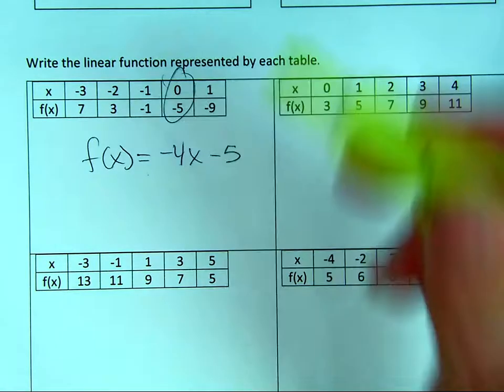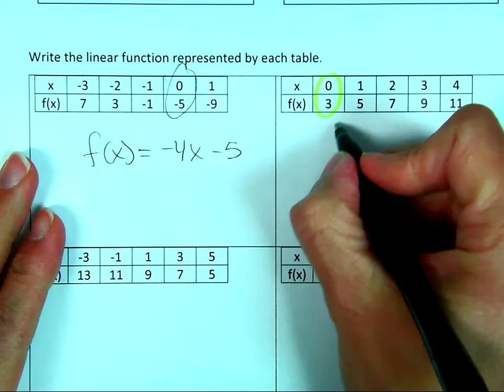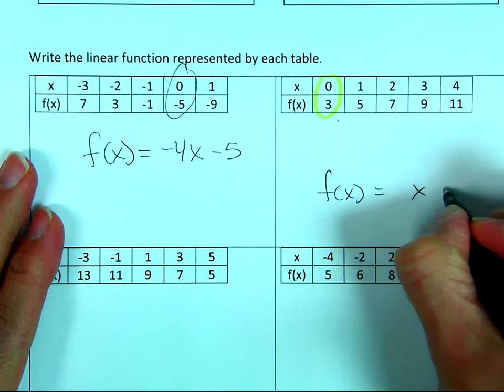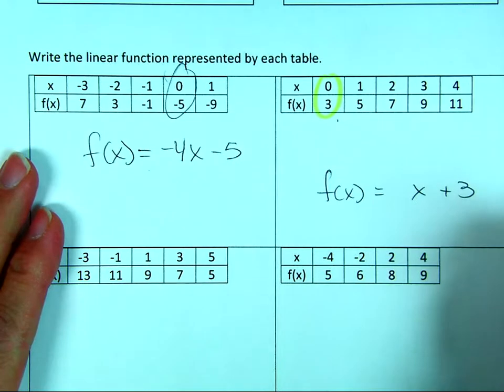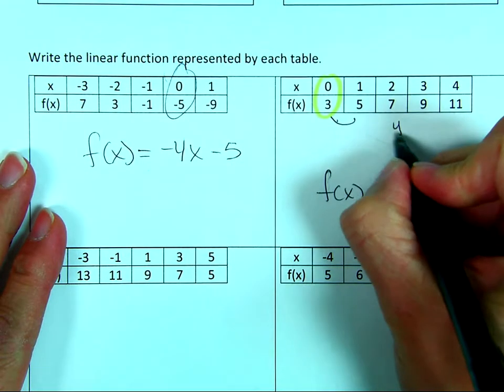So whenever I'm looking at it, the first thing I do is say, hey, do I have my y-intercept? Because that makes it super easy. I do. So now I just need to find my slope, right? I know my f of x is going to equal something times x plus 3, because my y-intercept is 3. Well, what's that something? So now I have to find my change in y over my change in x.